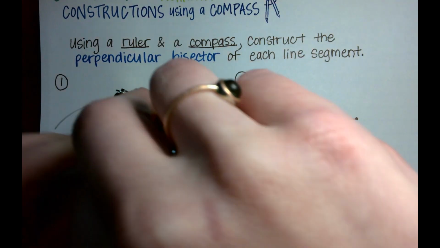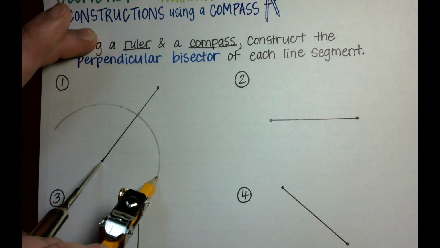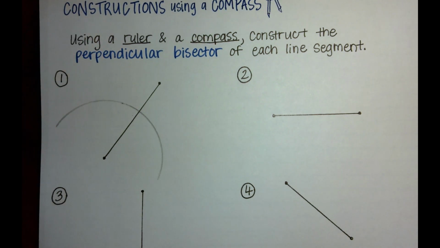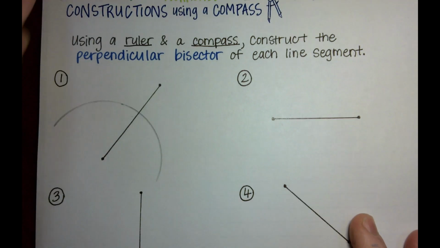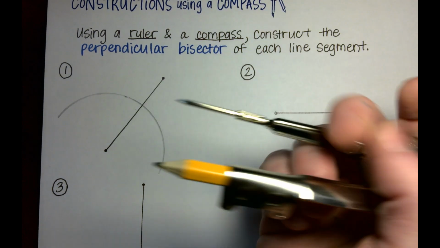Switch hands. Yes, things are awkward. Today is kind of tough today. I know it. Okay, so I've got my half circle. Now what do I do? Go to the other dot and do the same thing.